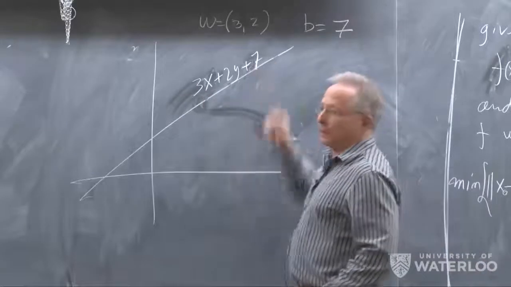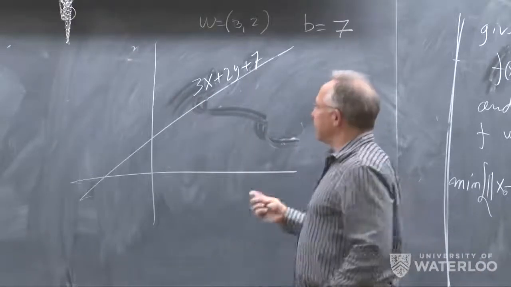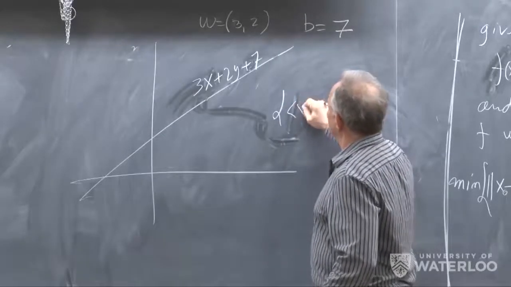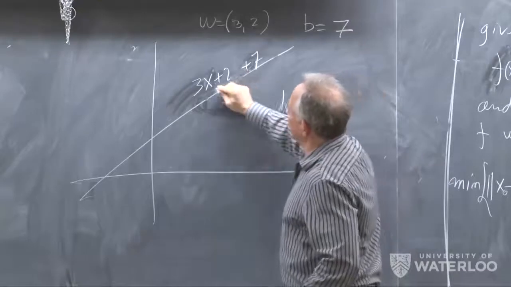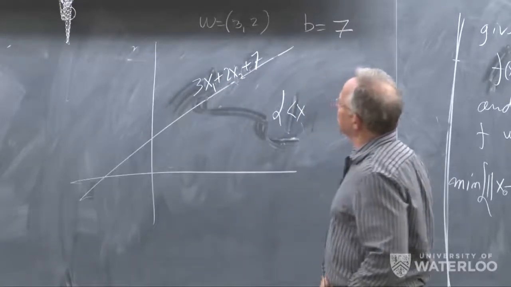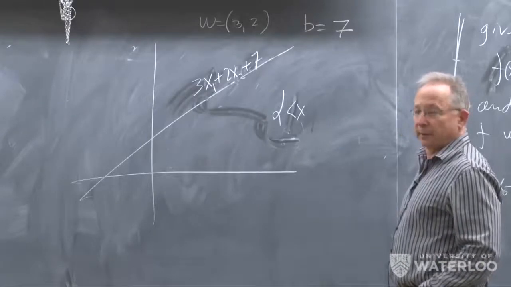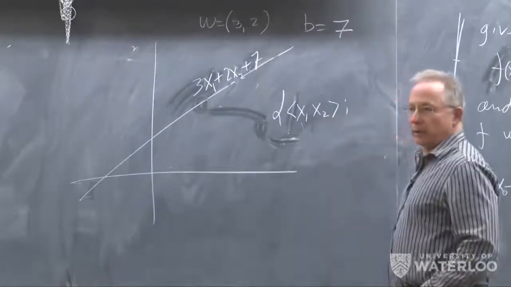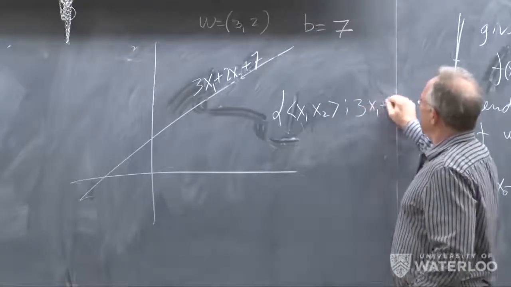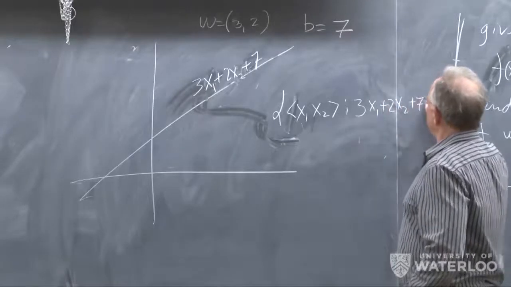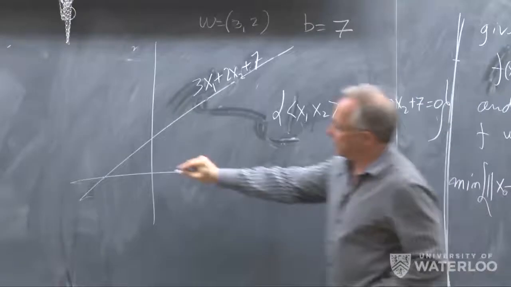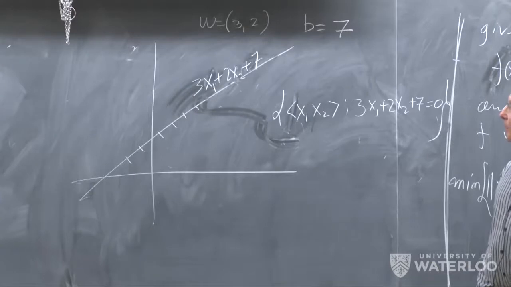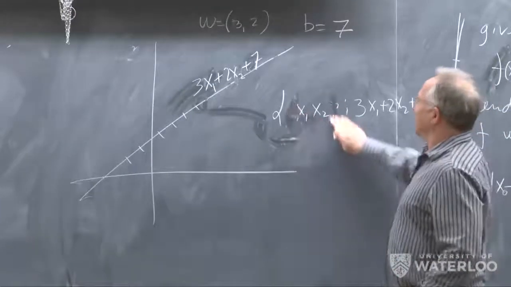And which points lie on the line? The line is just a set of all points. Let's call them not x, y, but x1, x2, so we will not be confused with y, which is the label. So the line is the set of all points (x1, x2) such that 3x1 plus 2x2 plus 7 equals 0. These are the points on this line. Round brackets again.